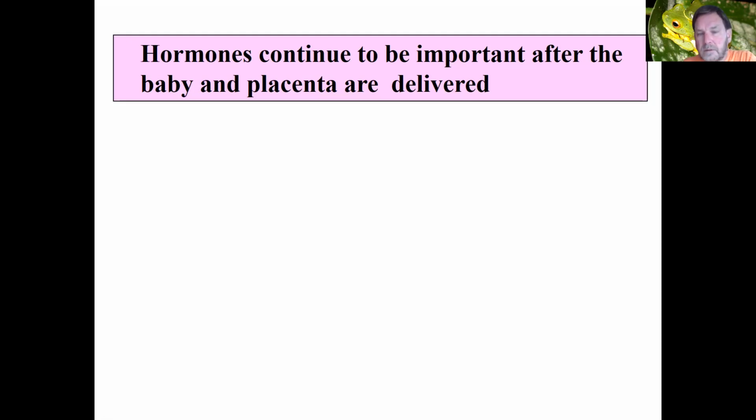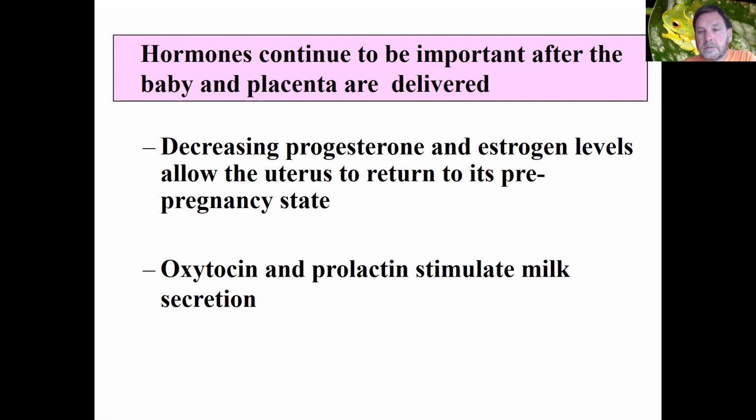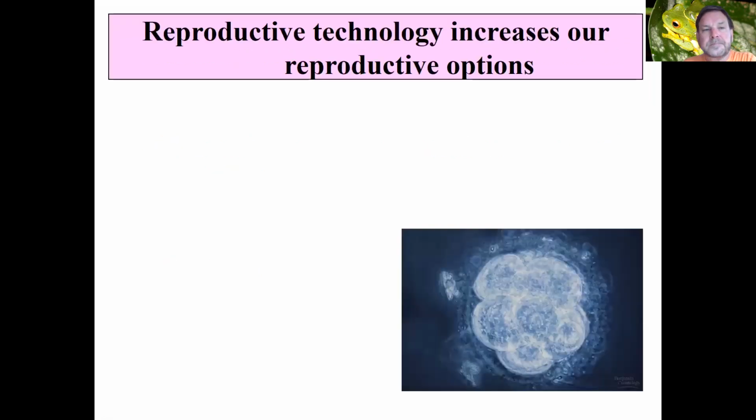And hormones are still important. You start to have decreased levels of progesterone and estrogen to return to pre-pregnancy. But oxytocin and prolactin are hormones that will stimulate the female to produce milk.